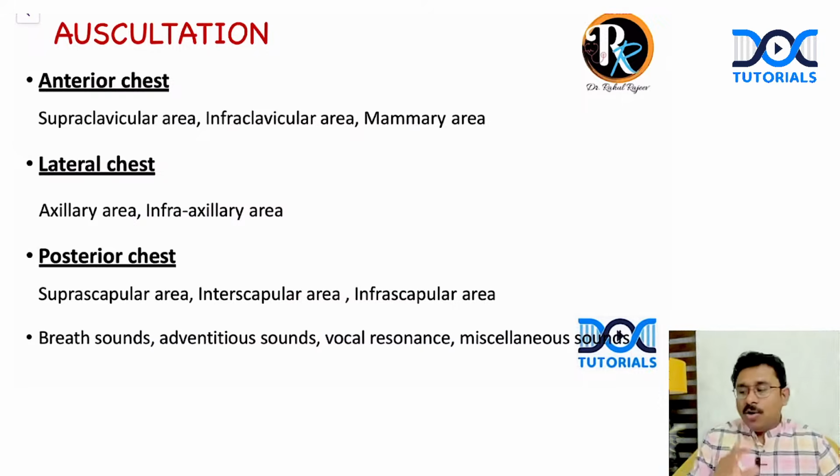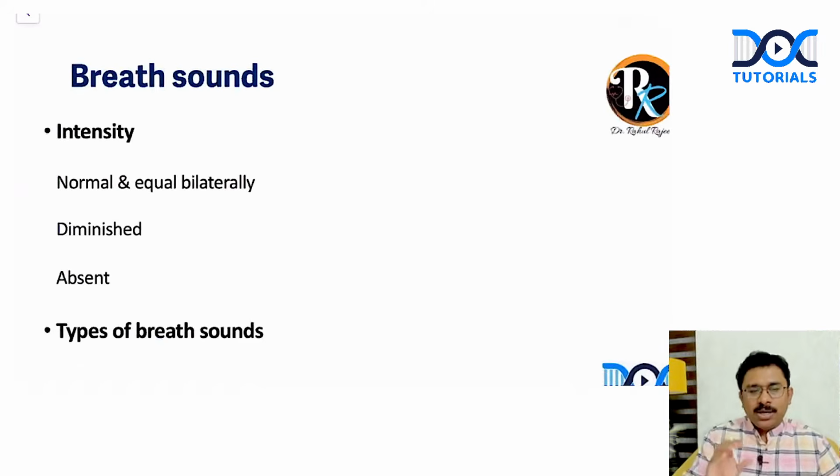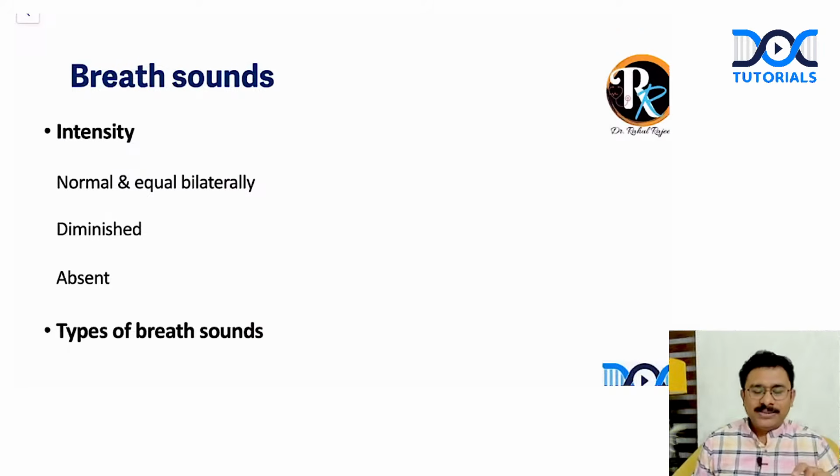Now, what will you be looking at? Number 1, the breath sounds. Number 2, any adventitious sounds. Number 3, the vocal resonance. And number 4, the miscellaneous sounds. These are the points that you should be looking at. Now coming to the breath sounds. When you look at breath sounds, there are 2 points that you should write in your case sheet. Number 1 is the intensity of breath sounds. Number 2 is the type of breath sounds.